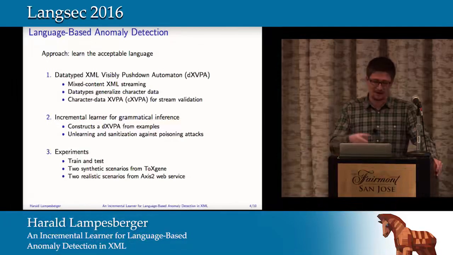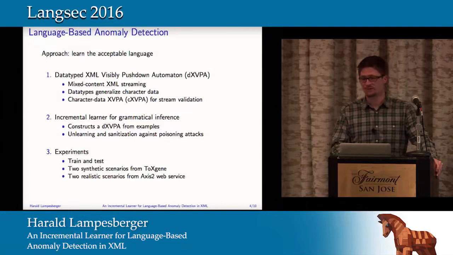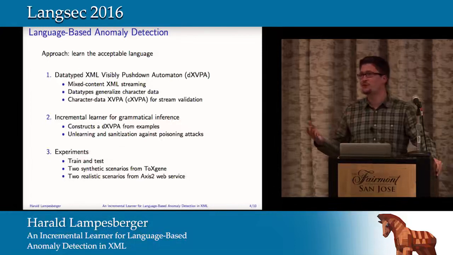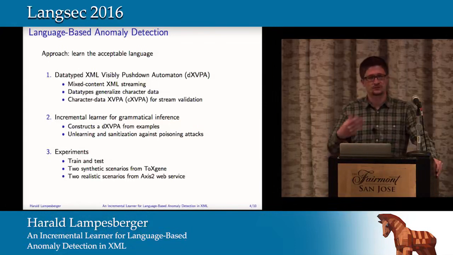I have a train and test approach, and in total four data sets. Two of them were generated using a stochastic XML generator, just to do the tests, and two more advanced scenarios using the Apache Axis 2 web service. I implemented my own web service, like the tutorials tell me to implement. It was, of course, vulnerable against all the attacks. And I used tool support and manual attacks to make some examples for testing.